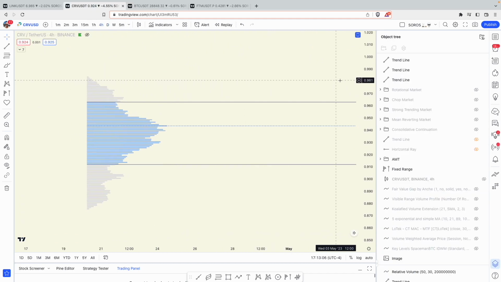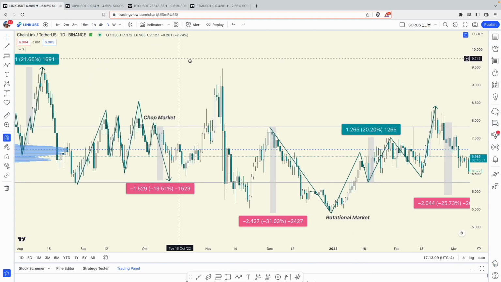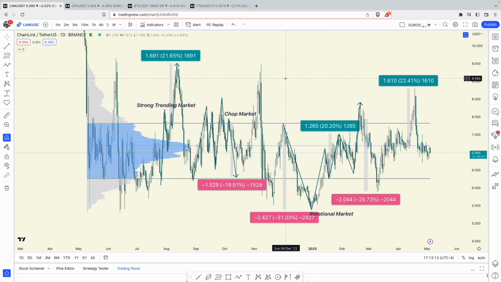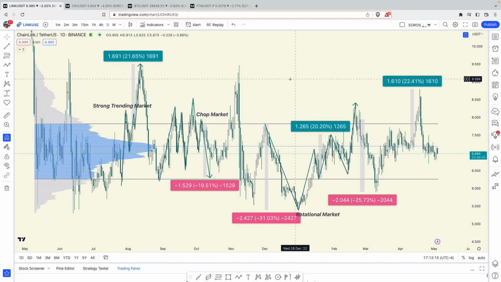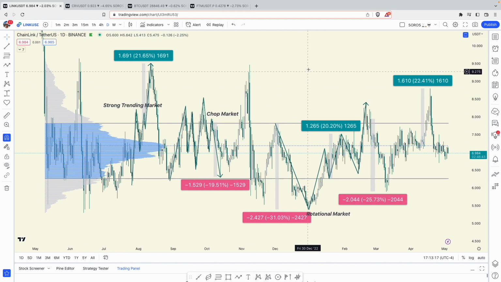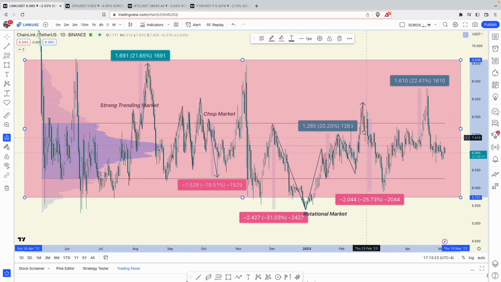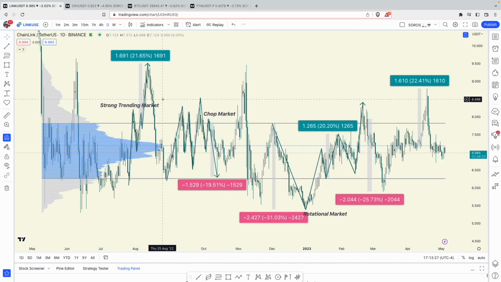Now, if we go back into another live example, you have Link. This is right now the best range setup I've seen ever. It's basically been in this range forever. So you could just look at this as a giant macro range from here to here. That's all range. And you could just literally trade the high of the range to the low, and the low of the range to the high.